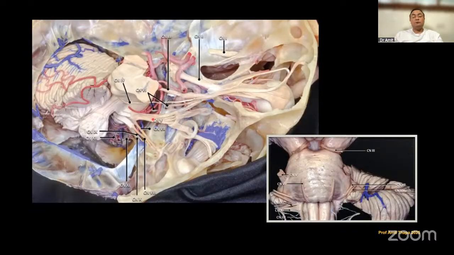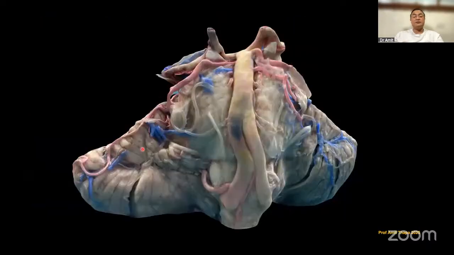So there will be a lot of traveling of these cranial nerves through the skull base, through which most of the anatomy is explained. And these are also the sites through which we try to explore the brainstem from the front as well as from the lateral aspect.